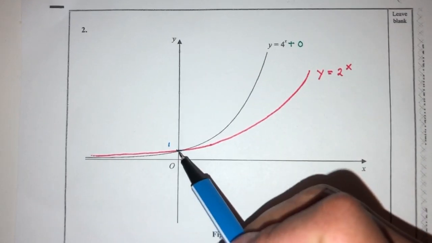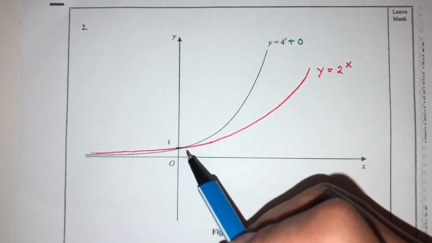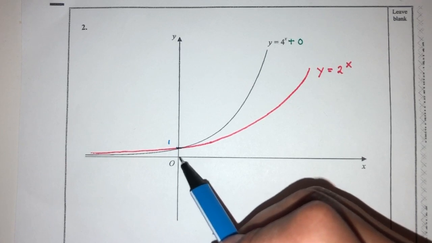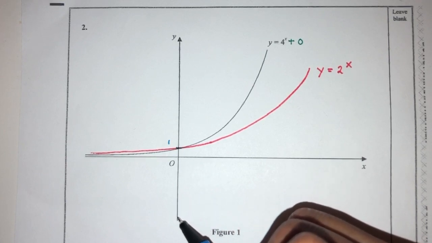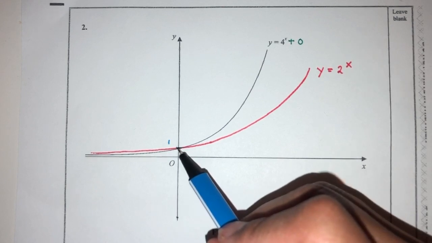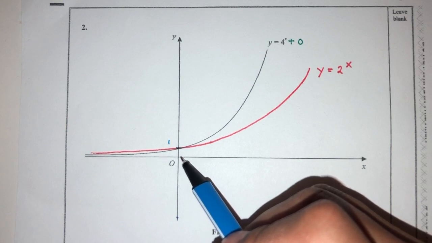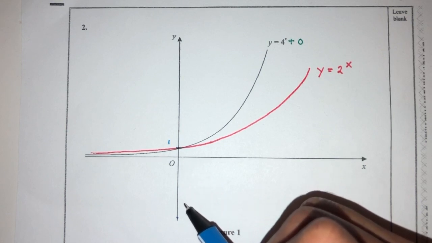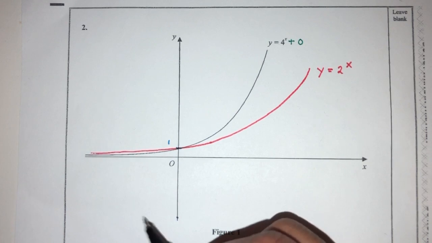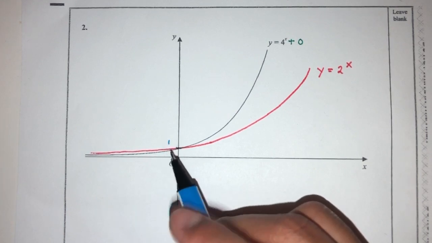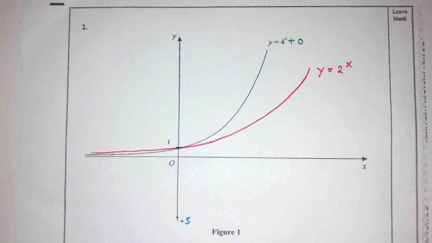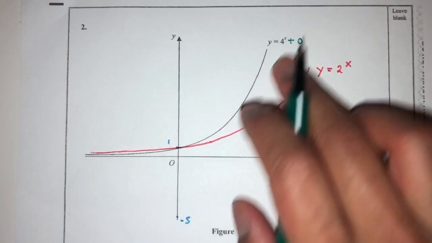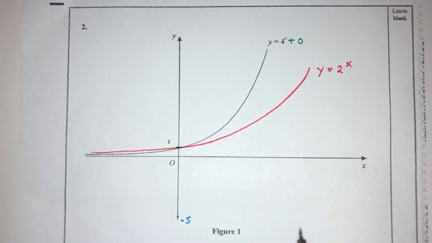Now moving this downwards by 6 units: 1 minus 6 will be minus 5. Should be 1, 2, 3, 4, 5, 6. So it will come down to minus 5 because 1 minus 6 is minus 5. Okay. Now the shape has to be the same shape as this one, so try your best to make it the same shape.